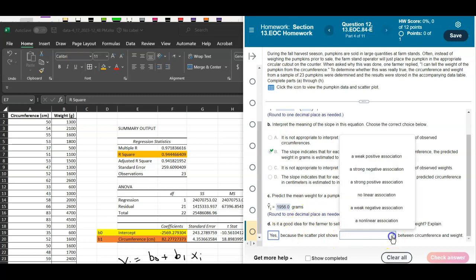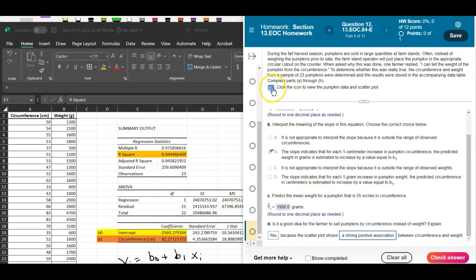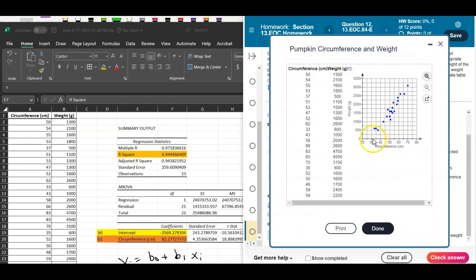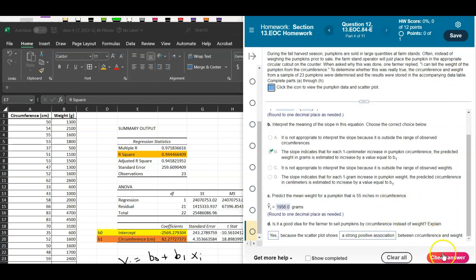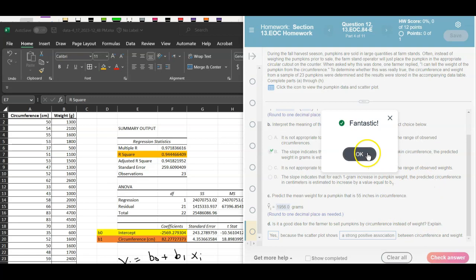All right. And the scatter plot here shows a strong positive association. So why did I choose strong positive? I didn't do the scatter plot, but it was done here. And you see it's really linear and positive, going upward. All right. Okay, let's check. Great.